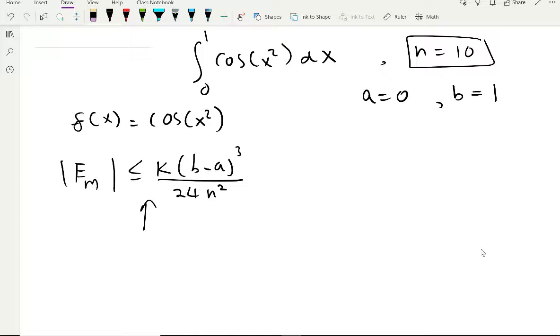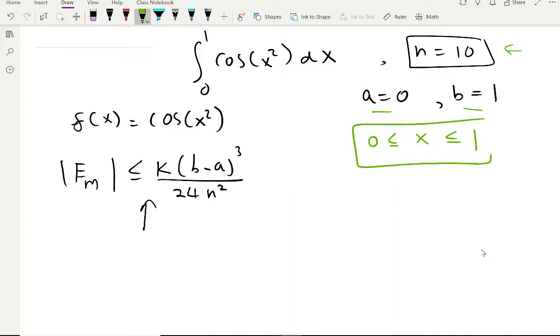Now we learned about 3 easy examples in the last video. Let's turn to a complicated one. The function is cosine x square. You are integrating between 0 and 1. So a is 0, b is 1, and you use 10 rectangles, and let's say you use the midpoint rule. Now the x window that we are working with is x values between 0 and 1.